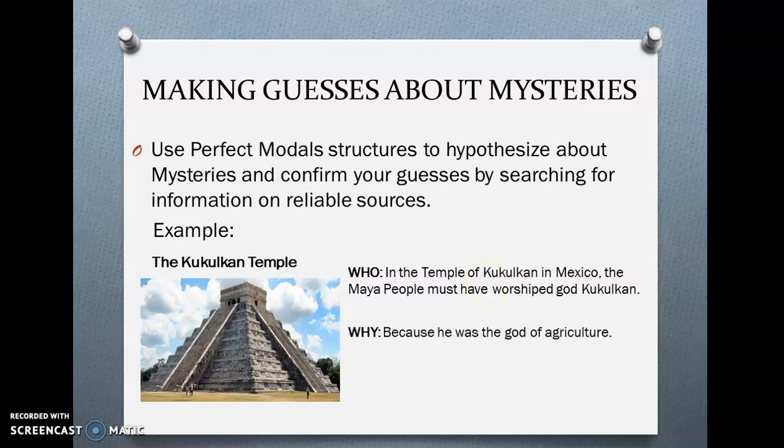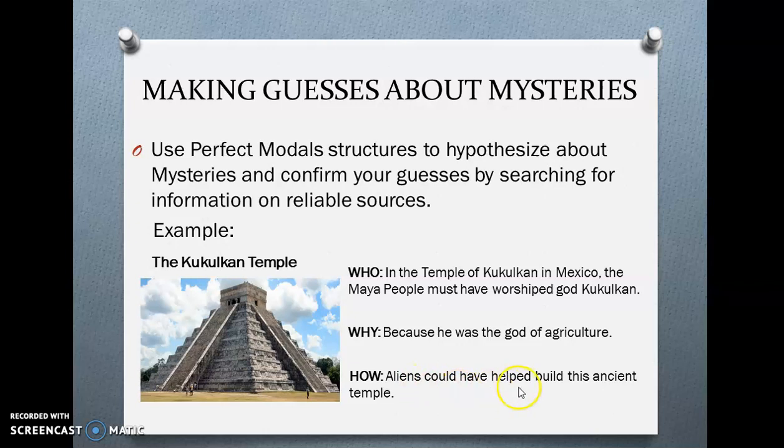Why? So you know why is just for giving reasons. So because he was the god of agriculture. So in this case, that was the reason this god was worshipped by Maya people. And the last one is going to be how. So remember, how is just to ask for the manner, mode, way. So look at this sentence.